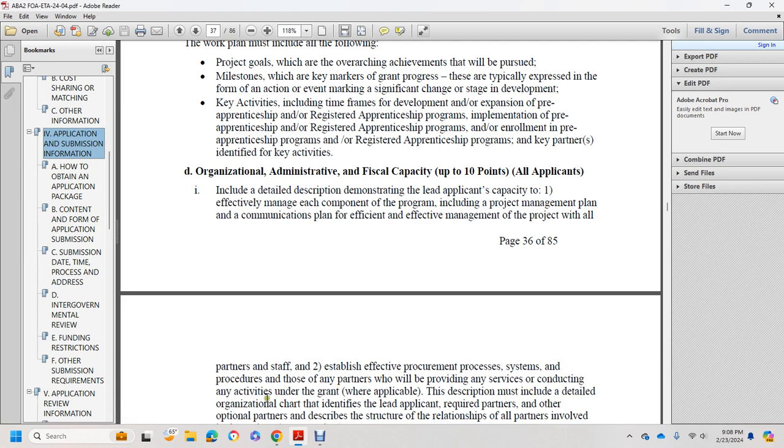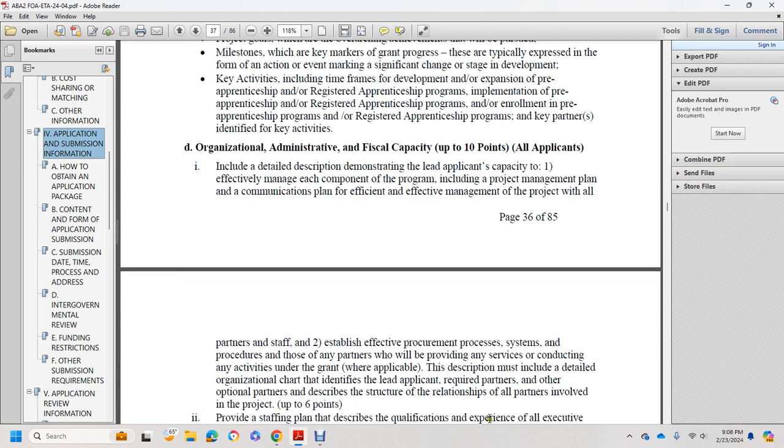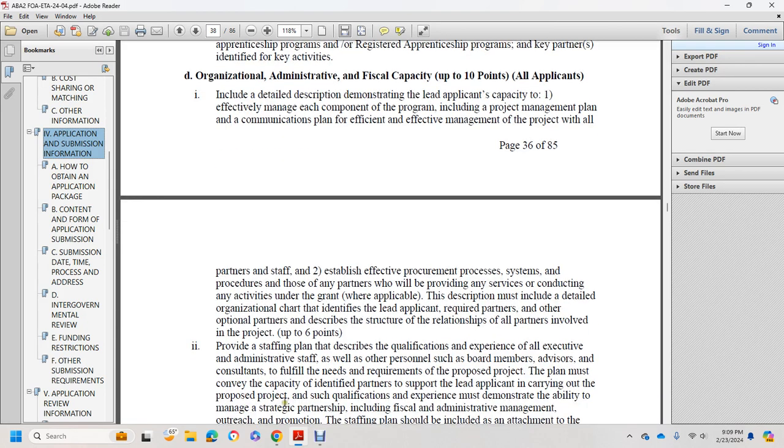The description must include a detailed organizational chart that identifies the lead applicant, required partners, and other or optional partners, and describes the structure of the relationships of all the departments involved in the project, up to 6 points. Provide a staffing plan that describes the qualifications and experience of the executive and administrative staff, as well as other personnel, such as board members, advisors, and consultants, who fill the needs of the requirements of the proposed project.